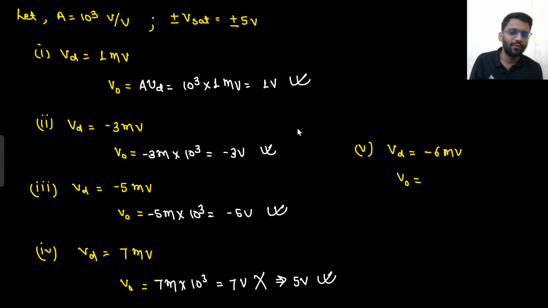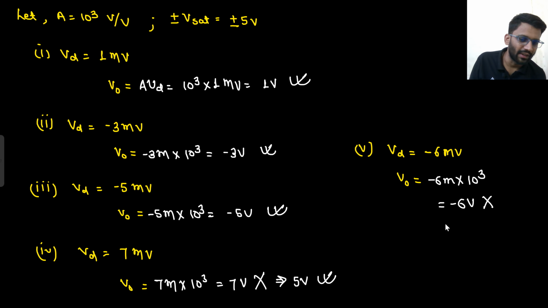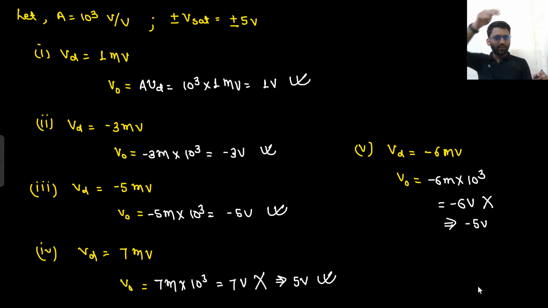Right? If your VD is minus 6 millivolt, what will be your output? Minus 6 millivolt into the gain, so your output would be minus 6 volt. But no, this is not correct. Your output would be minus 5 volt only. Your output was trying to go down to minus 6, but it pulled you to minus 5. It cannot go above, it cannot go below.